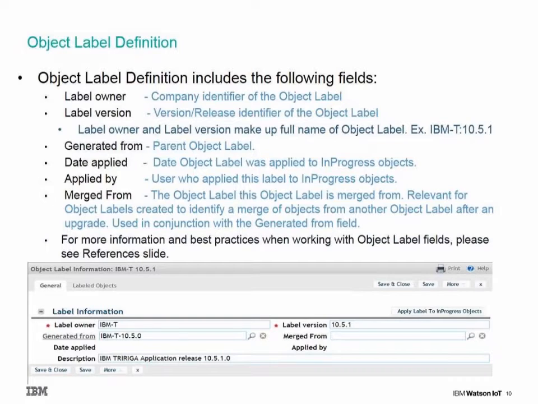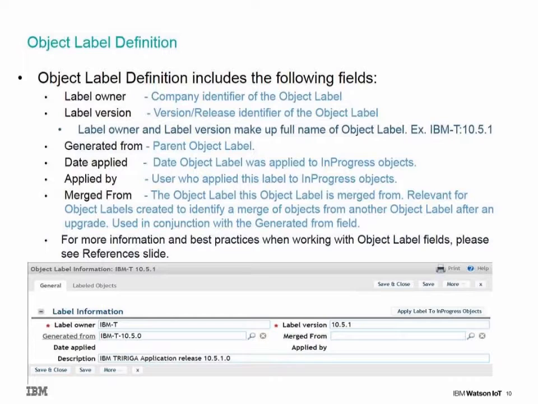The date applied and applied by will be more relevant for customer labels. This will be populated with details of when the object label was applied to modified objects and by who. The merged from field is used for upgrade purposes. It represents an object label that this object is merged from.